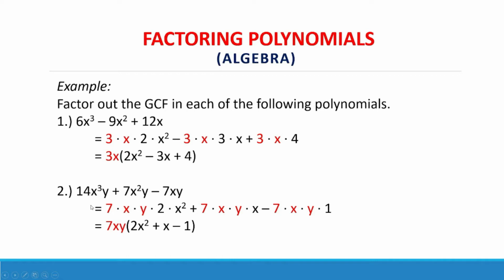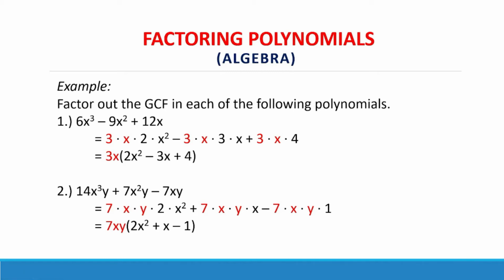Number 2, 14x cubed y plus 7x squared y minus 7xy. The factor for the first term, 14x cubed y, is 7 times 2 times x times x squared times y. The factor of the second term, 7x squared y, is 7 times x times y times x. And the factor of 7xy is 7xy times 1.